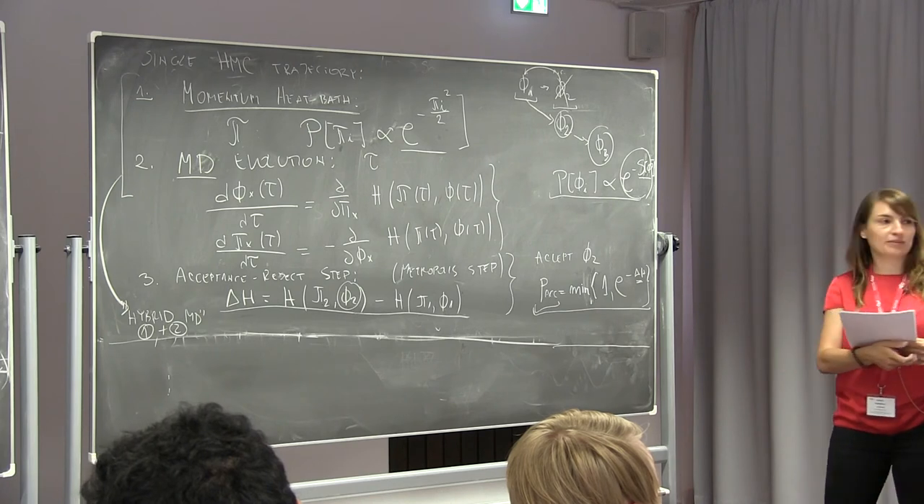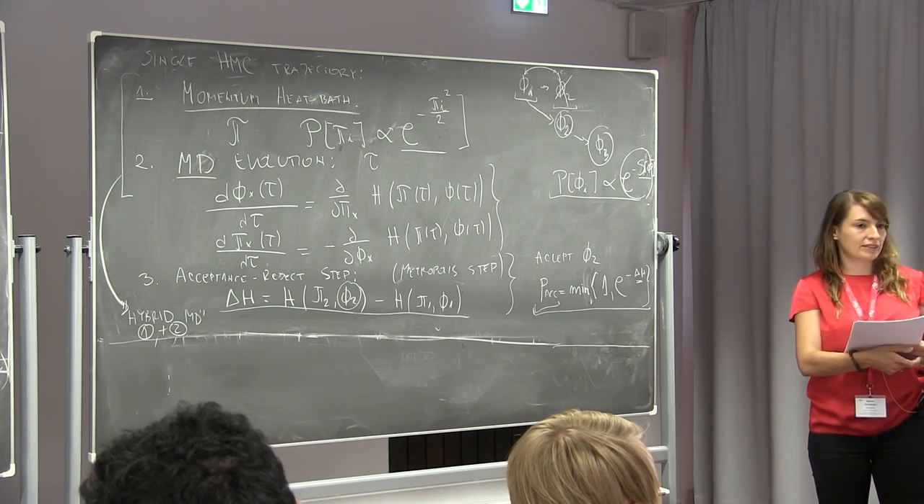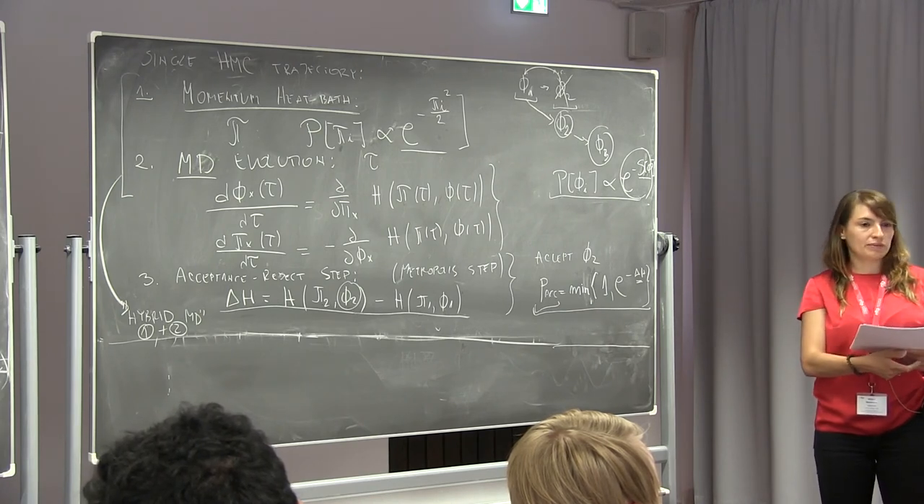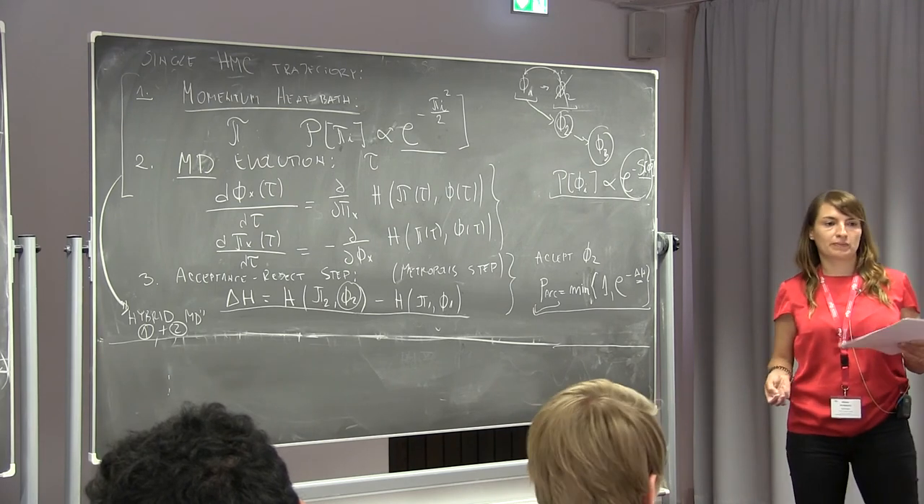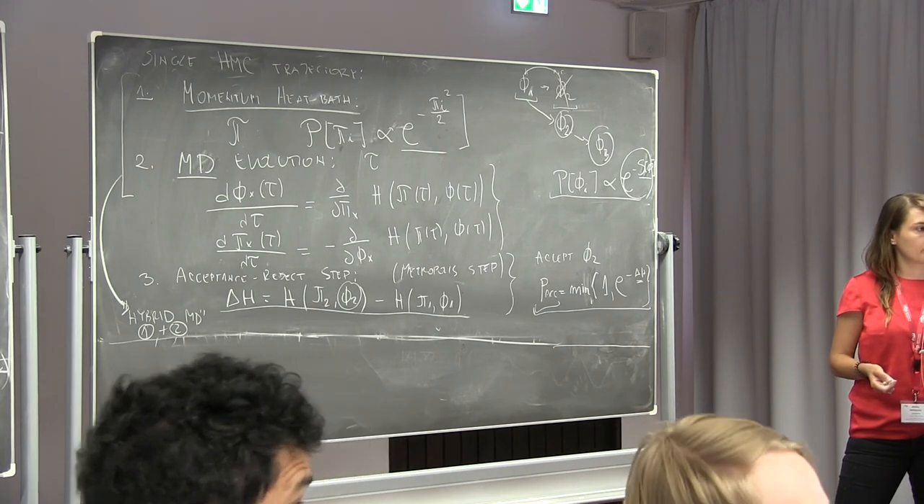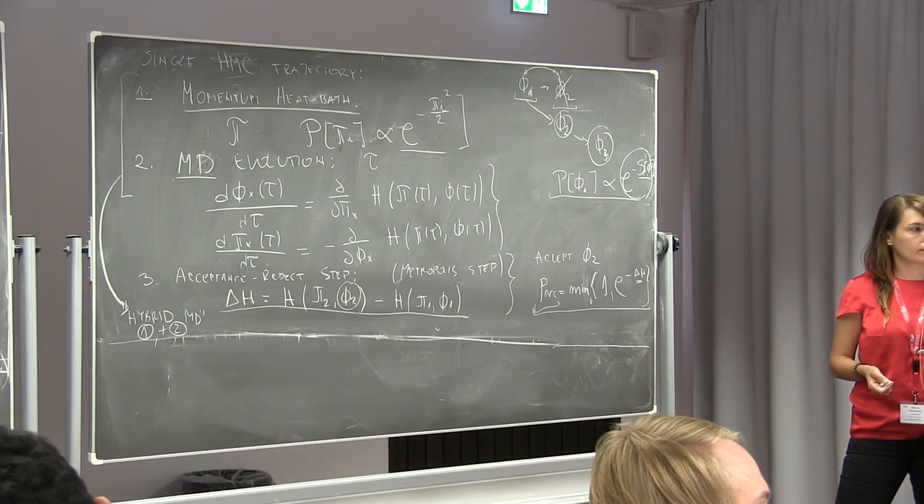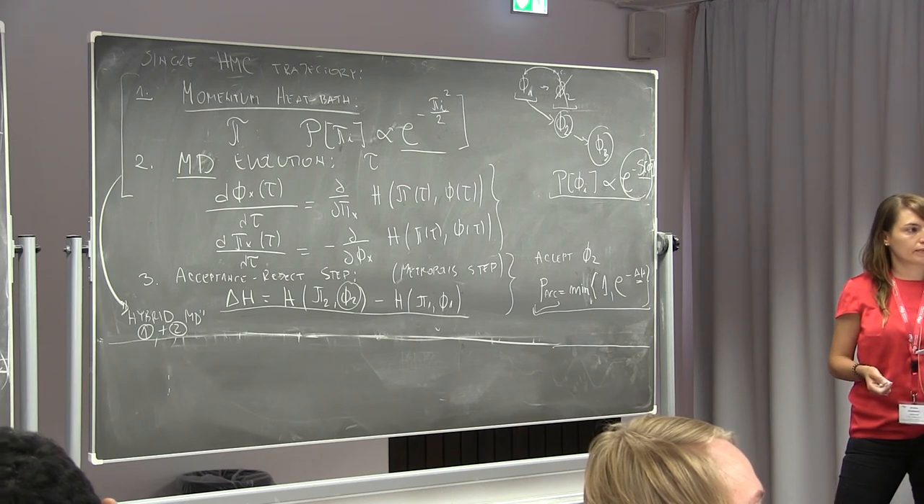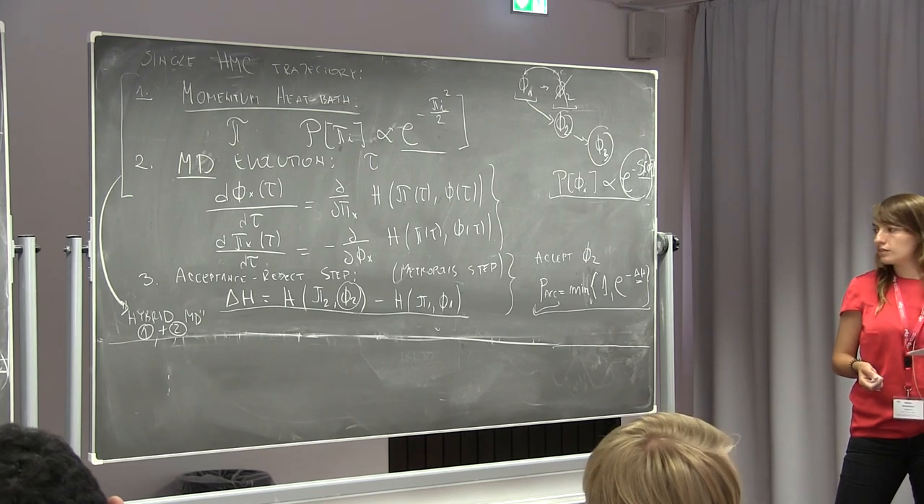How do you make sure? As long as the probability is non-zero, it can be picked, no? Even if it's 10 to the power minus 10. But delta H can also be negative, right? It's completely arbitrary, this distribution of delta H, when you choose a very bad integrator. You can have anything there.